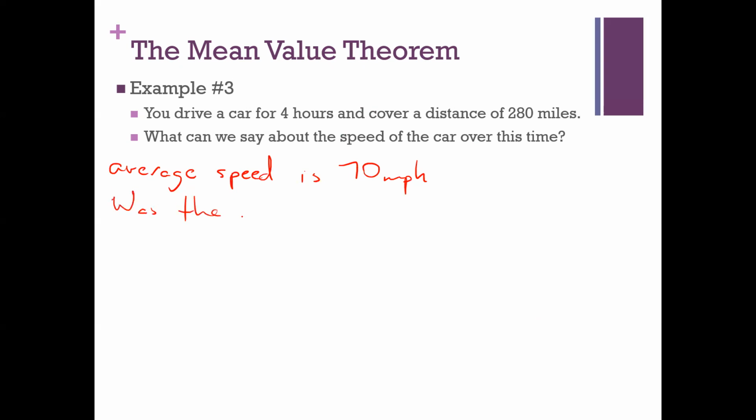Was the instantaneous speed ever 70 miles an hour? Had to be at least once, right? Why does it have to be? Because if it's the average speed, in order to be the average speed, it has to be achieved at least once. So sounds like you're thinking mean value theorem, which is good.